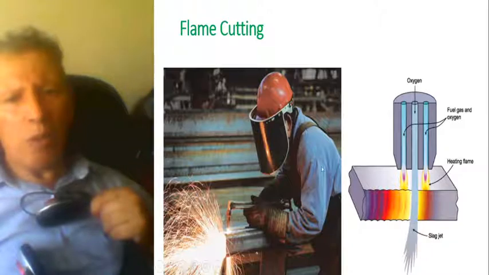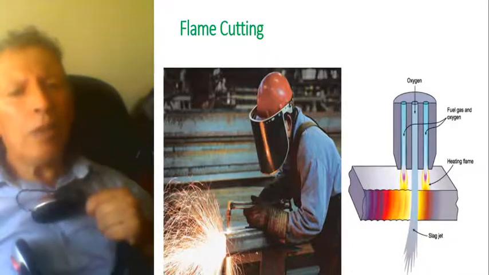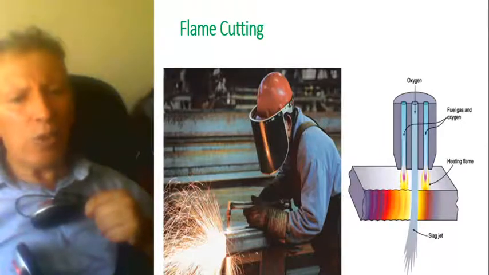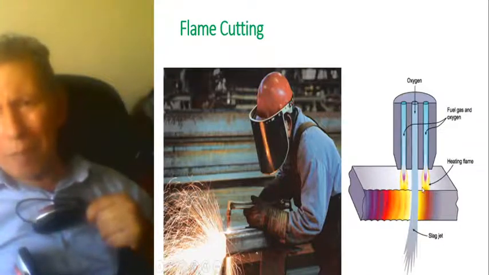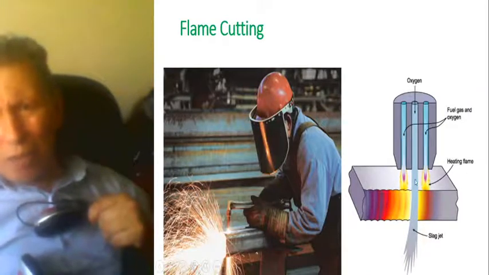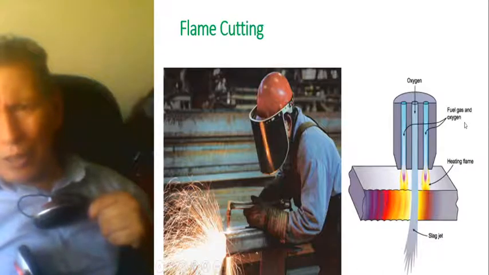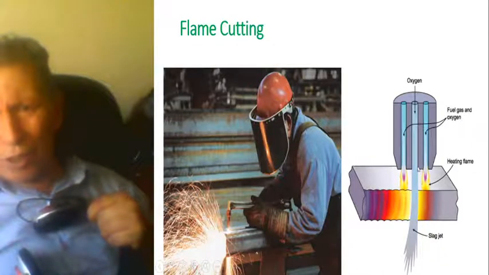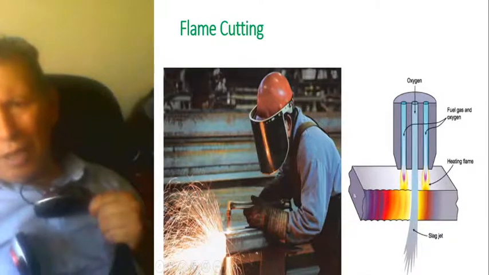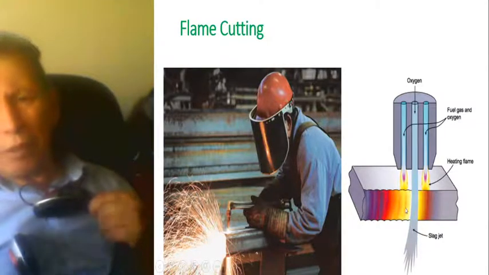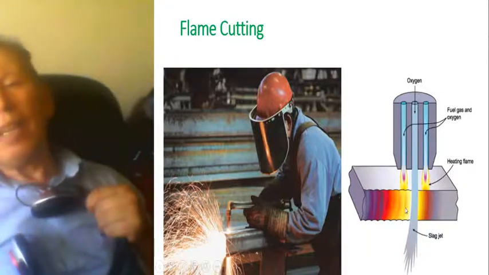This is a workman using a torch of oxygen and acetylene to cut metal. The principle is explained here. Oxygen in the middle, fuel gas, and oxygen on the other two sides, acetylene, of course, and the heated flame, and the metal melts in the middle where it is cut.